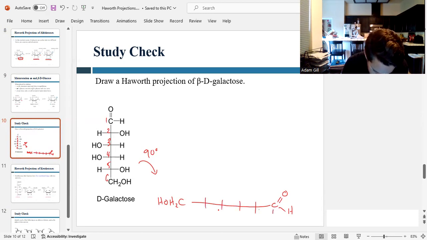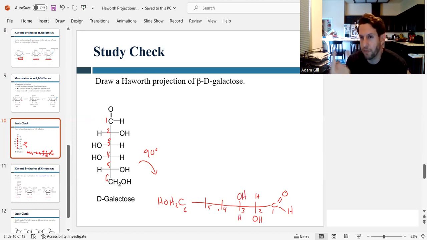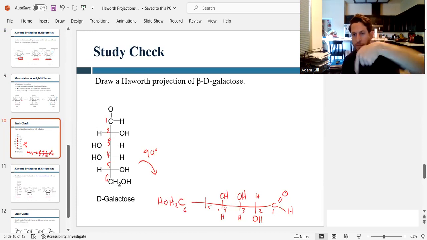I'm going to number my carbons. All right, now at carbon 2, the OH was on the right. So when we tip it over, that's going to be down. At carbon 3, the OH was on the left. So when we tip it over, it'll be up. Carbon 4, the OH was on that side. So when we tip it over, it's up. And carbon 5, the OH was on the right side. So when we tip it over, it's down. Okay, so there's my sugar tilted over.